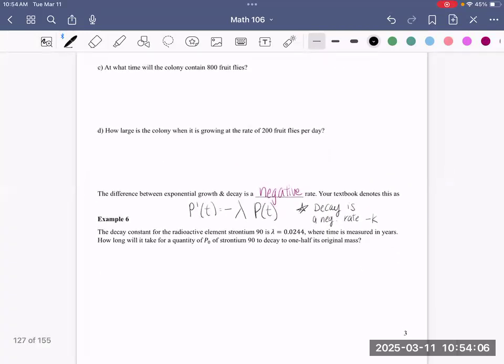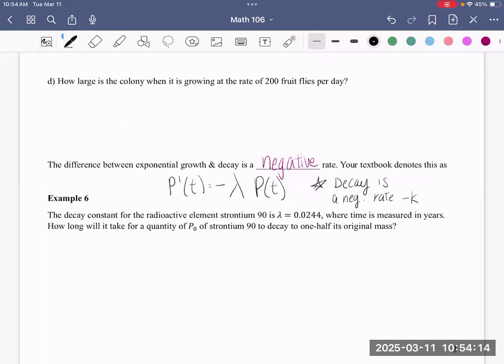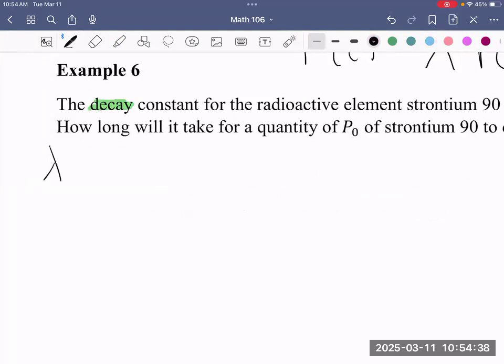So let's try out example 6. It says the decay constant for the radioactive element strontium 90 is equal to 0.0244, where time is measured in years. How long will it take for the quantity P naught of the strontium 90 to decay to 1/2 its original mass? Now, notice that they didn't even tell us that this is negative. It's implied because they've used the word decay twice in your example. So they have told us the decay rate as such.